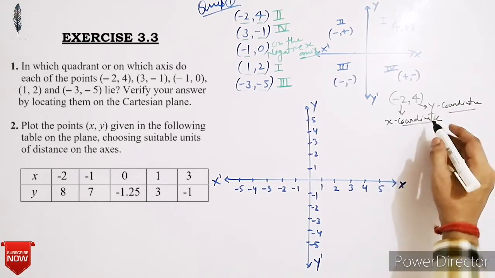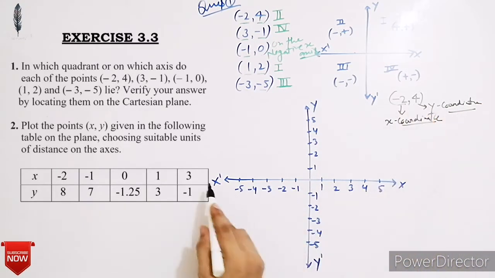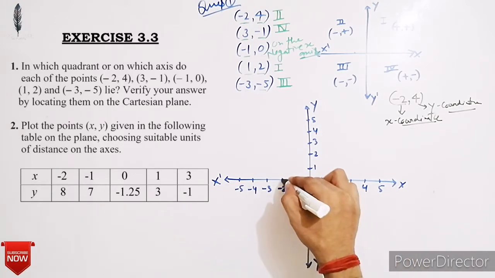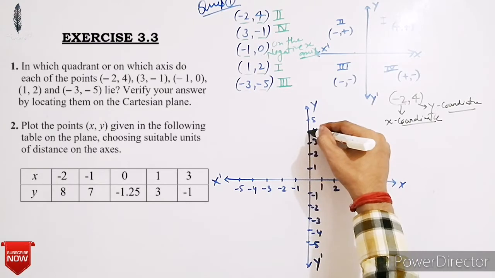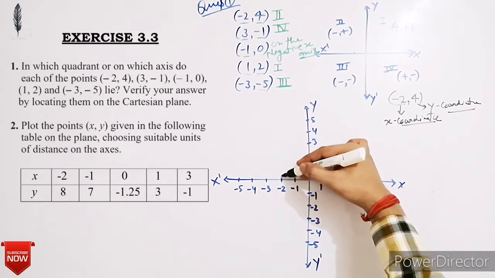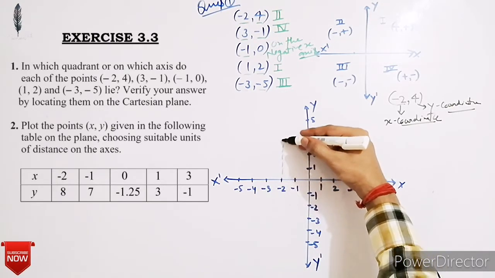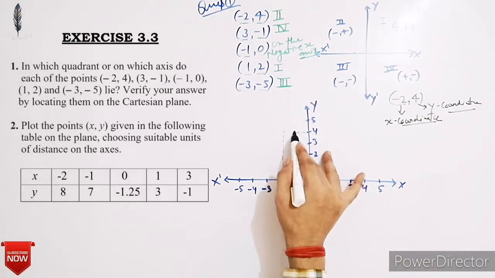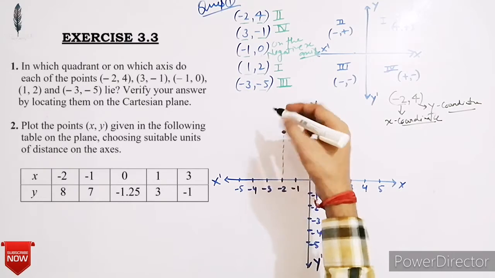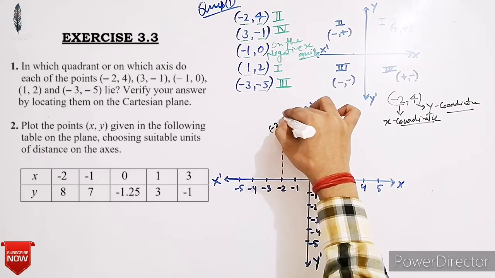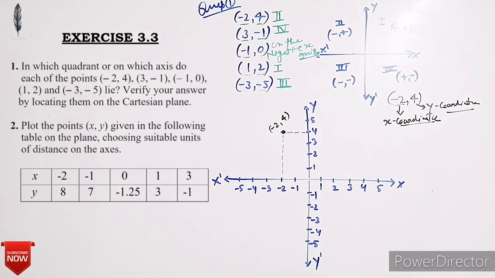Okay, now see in figure, on x-axis here we have -2 and on y-axis here 4. Now students, from -2 on x-axis draw a perpendicular, and then from 4 on y-axis draw another perpendicular. So you will see both intersect at this point. So this point will be (-2, 4). Okay, here we clearly see that this point lies in the second quadrant.